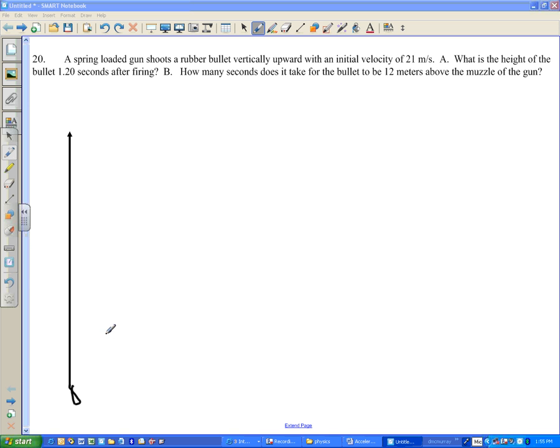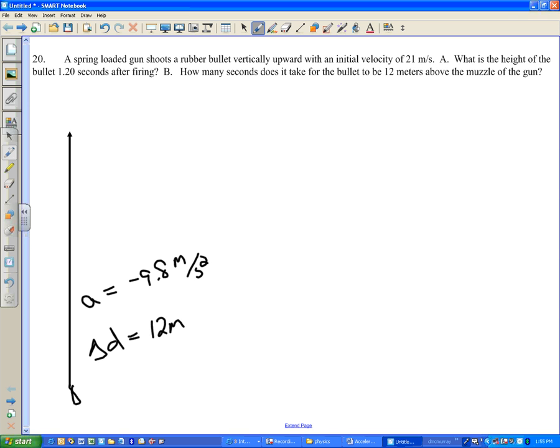So now we're looking for a new piece of information, and we know we have a change in distance unrelated to the first part of the question, which is 12 meters. We still are going vertically, so A should equal negative 9.8 meters per second squared. And that's all the information we really have, I believe. We want to know how many seconds it takes. We know a distance, so this one's a little bit tricky. There's a couple different ways we can do it. Oh, wait a minute, we have a VI, and that VI equals 21 meters per second.